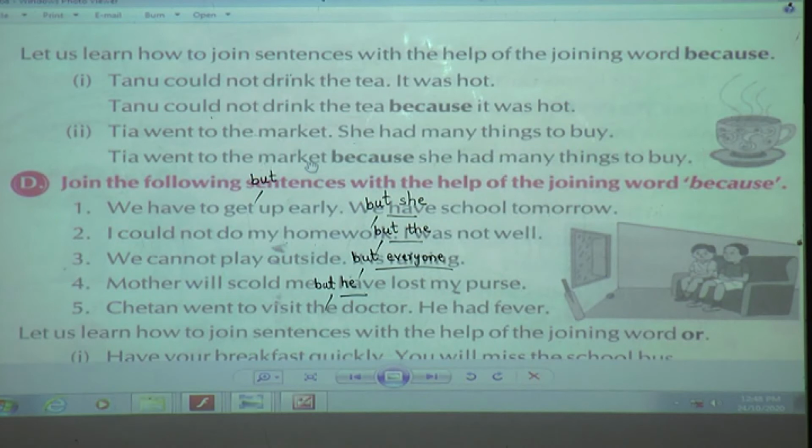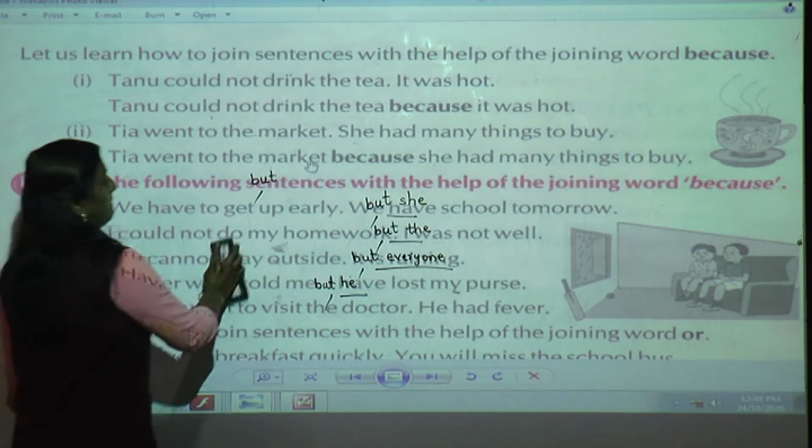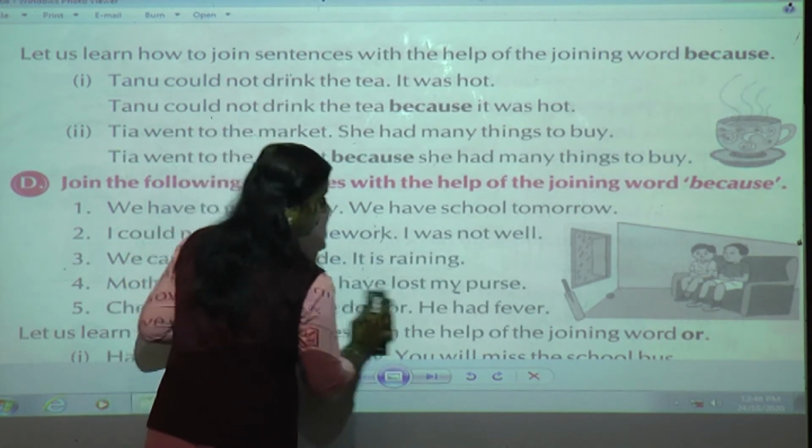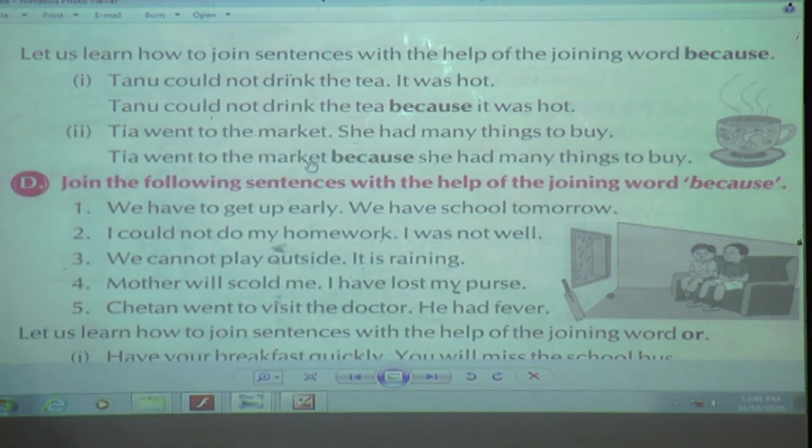Ready? Now we will move on to the next, that is because. Because gives the reason for the first sentence. Okay? Again I'll say, the conjunction because gives the reason for the first sentence. Now come on, read the first sentence. Tanu could not drink the tea. Now why she could not drink? This is the answer. Because it was hot.